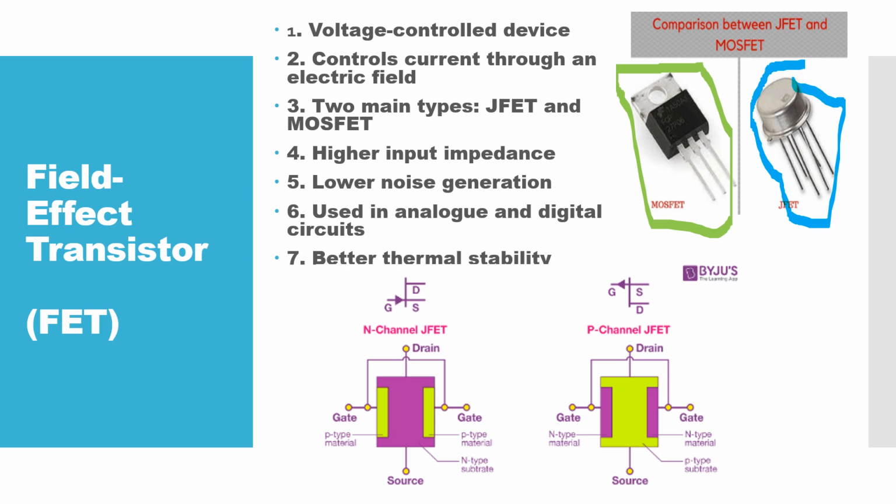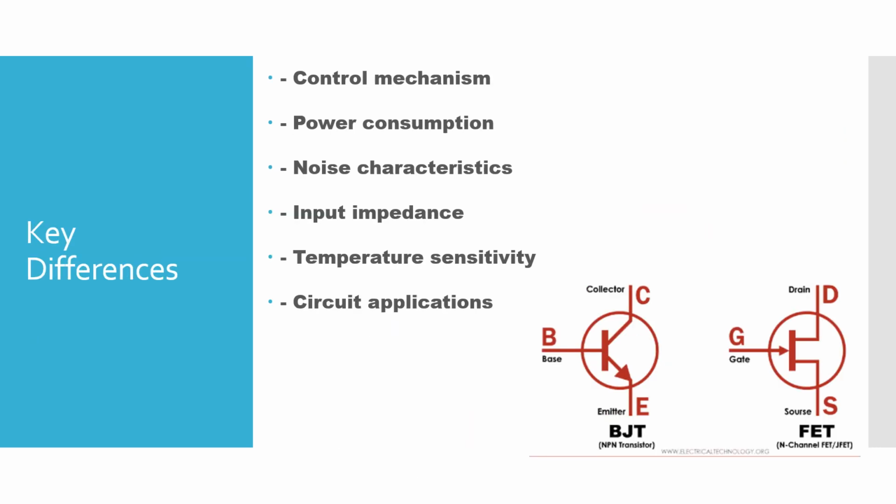During the practical class, we will show you this and how to properly identify it with your multimeter or by checking a data sheet. Now, what are the key differences between the two, the FET and the BJT transistors? If you look at it now, there is the control mechanism. The BJT is controlled by current, and the FET controls with voltage.